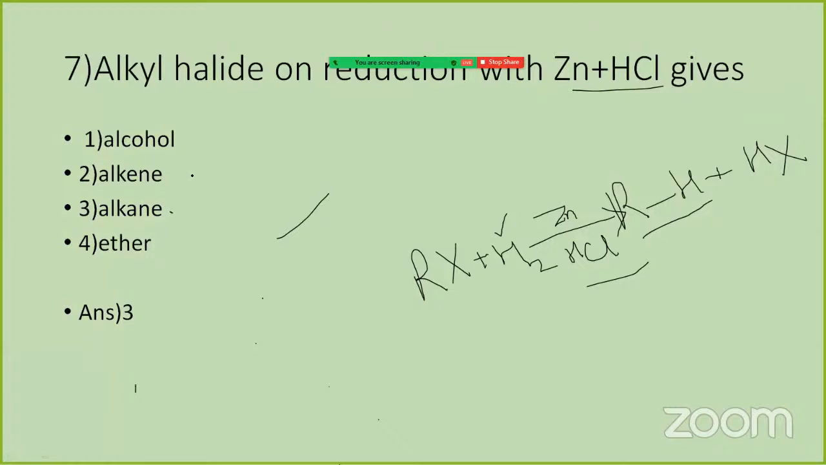We are not getting alcohol. We are not getting alkene. We are not getting ether also. Alcohol and ether we get with moist silver oxide (alcohol) and dry silver oxide (ether). So both are ruled out, and among alkene and alkane we will get alkane only, because zinc in HCl is a reducing agent. Now let us move on to the next question.